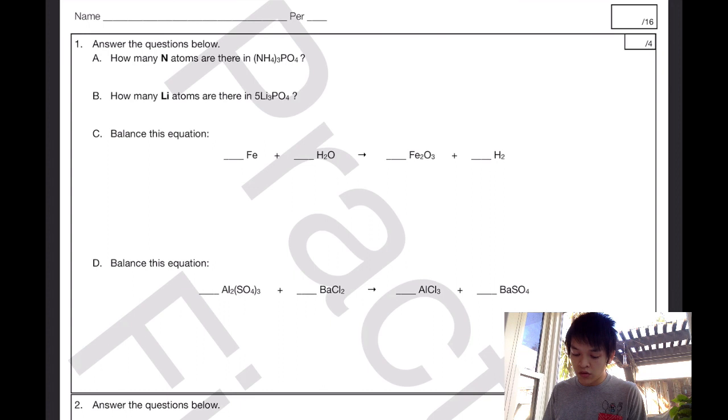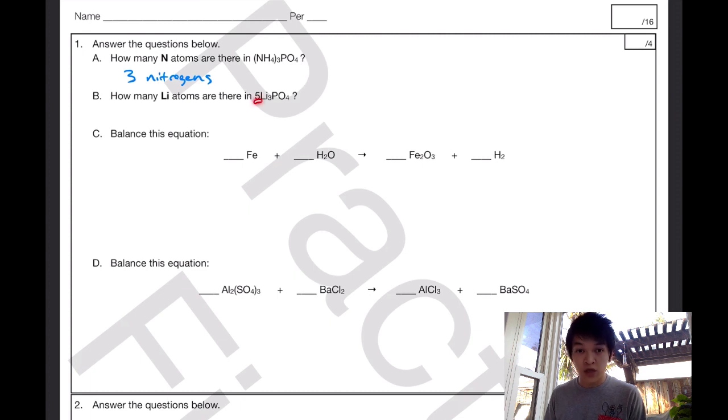Alright, well, if there's a 3 outside of this parentheses, then that means that 3 multiplies inwards for both nitrogen and hydrogen. So there's actually 3 nitrogens. And we just go ahead and write 3 nitrogens. The next question is talking about another one, counting the lithiums.